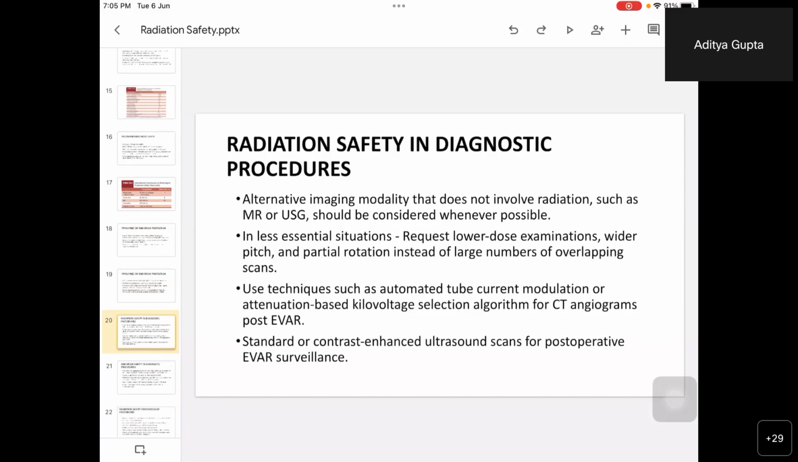So, radiation safety in diagnostic procedures. For diagnostic procedures, alternate imaging modalities that do not involve radiation, such as MRI and USG, should be considered whenever possible. In less essential situations, we should request lower dose examinations, with wider pitch and partial rotation instead of a large number of overlapping scans. Techniques such as automated tube current modulation or attenuation-based kilovolt selection algorithms should be used for CT angiograms for EVAR surveillance. And whenever possible, we should use standard or contrast-enhanced ultrasound scan for post-operative EVAR surveillance.